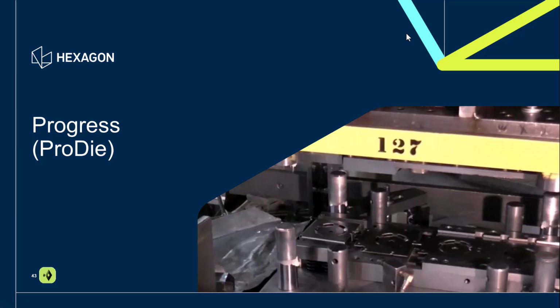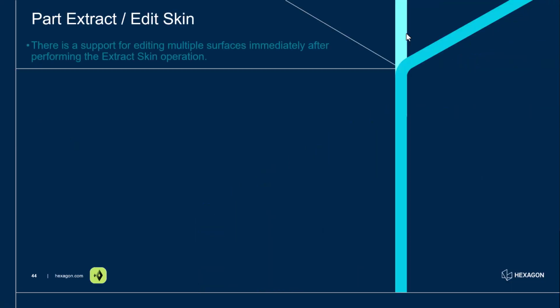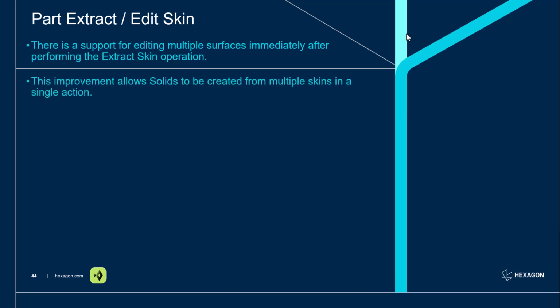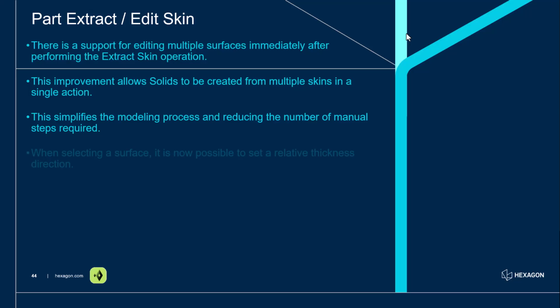And now we're going to talk about progress. We'll start with Part Extract Edit Skin. This command allows for support for editing multiple surfaces immediately after the extract skin operation is activated. This improvement allows for solids to be created from multiple skins in a single action, and simplifies the modeling process and reduces the number of manual steps required.